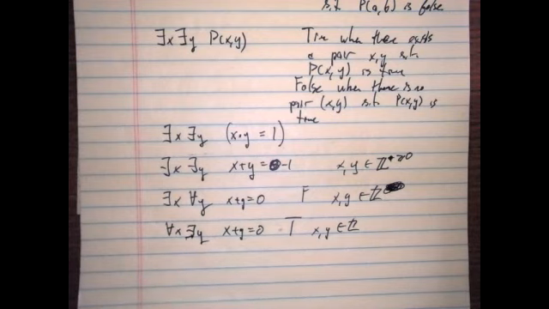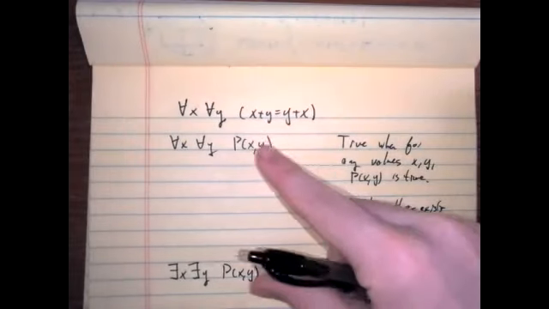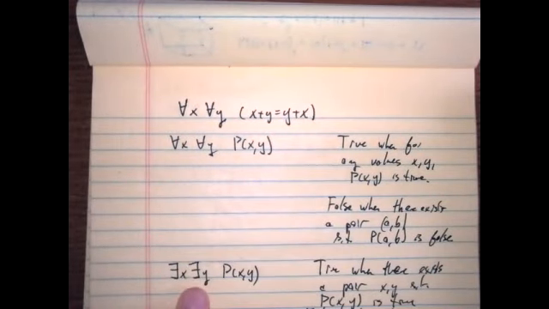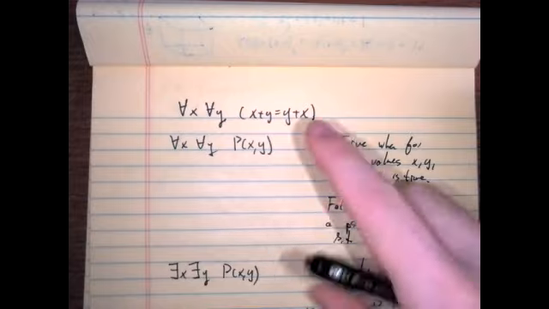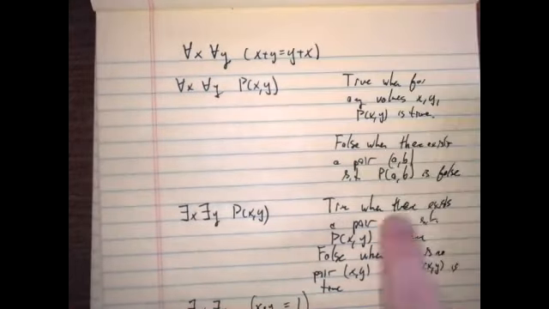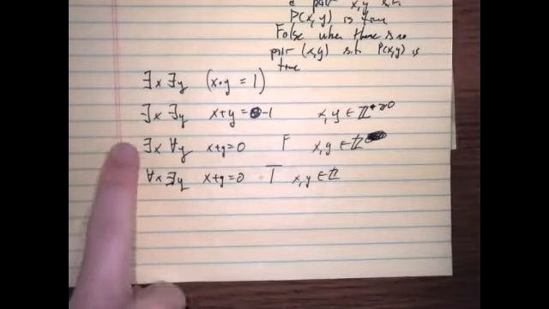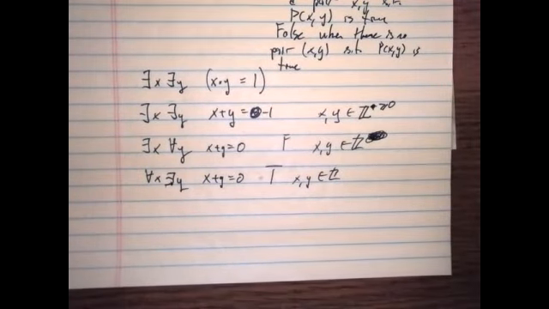Definitely the order in which they go in matters. It doesn't matter for these two. If it's for all x, for all y, or exists x, exists y, then order doesn't matter. It turns out that you're just talking about whether or not there exists a pair where something is true or false. But for these, the order definitely matters. Okay.